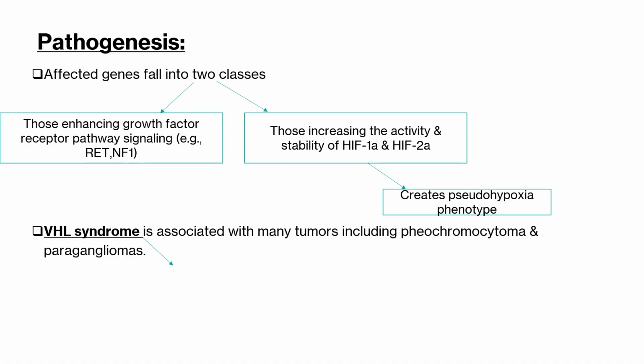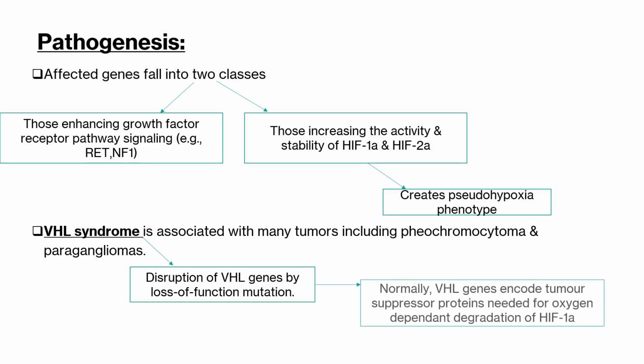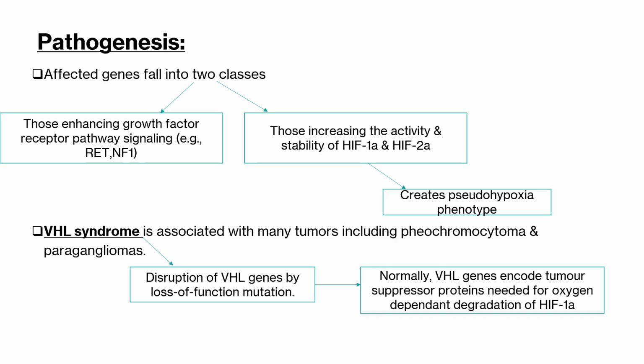In VHL syndrome, there is a disruption of the VHL gene by loss-of-function mutation. Normally, this VHL gene encodes tumor suppressor proteins, and those suppressor proteins are required for the oxygen-dependent degradation of hypoxia-inducible factor 1 alpha. And if there is a loss-of-function mutation in the VHL gene, then those proteins couldn't be synthesized. So the degradation of hypoxia-inducible factor 1 alpha will be compromised.